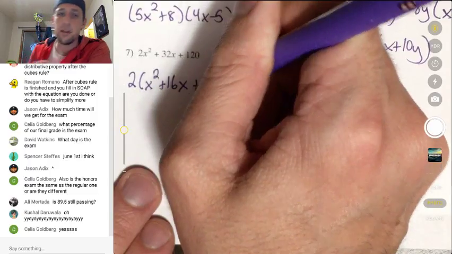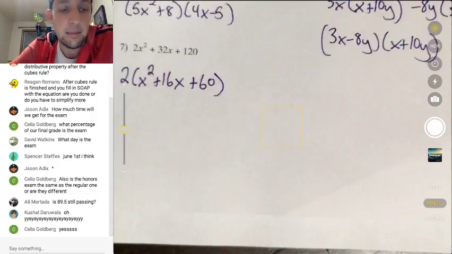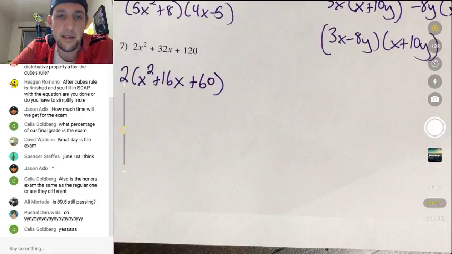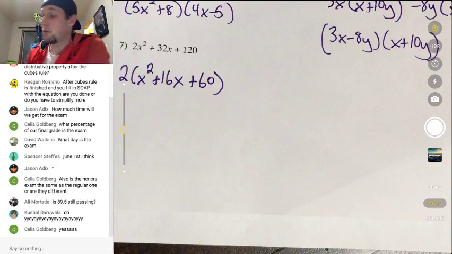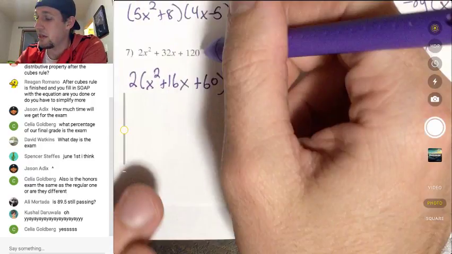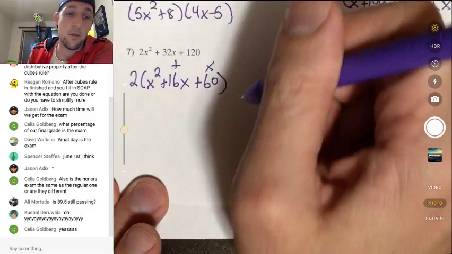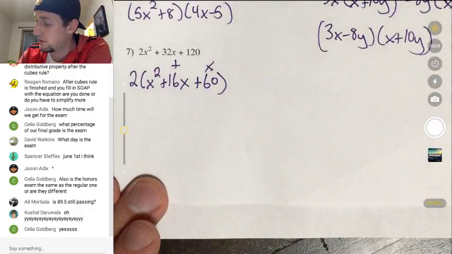Once you get that GCF out, you can see that this is really just a door problem. So now we're just going to do the door problem. We're finding two numbers that multiply to 60 and add to 16. Those are 10 and 6.